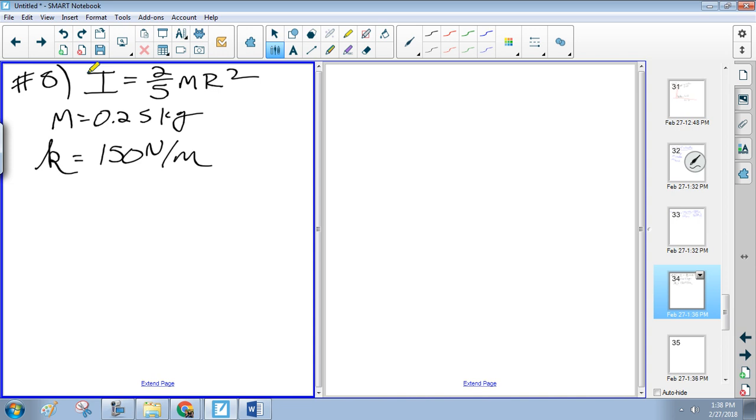Question A wants to know the velocity of the ball as it leaves the plunger, and B wants to know how far it goes up before it stops and rolls back down. We're oversimplifying and assuming it doesn't hit anything, okay? So here's your drawing.